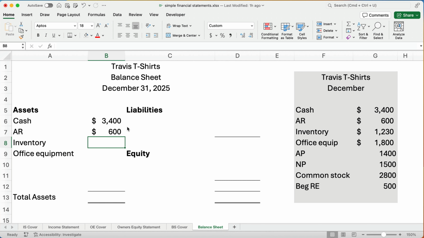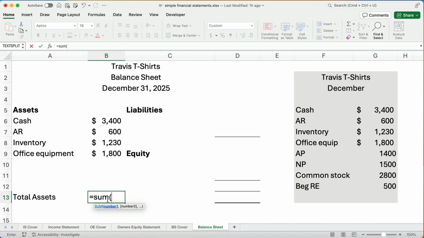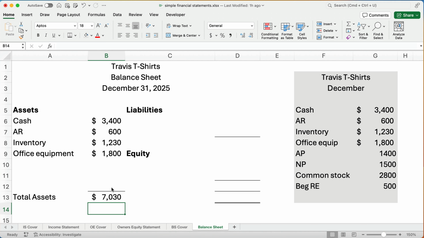That's $600. Our inventory that we're ready to sell is $1,230. And our office equipment is $1,800. That could be something like a desk, or a computer or something like that. All right, so our total assets, if we add this up, the sum of all these numbers, is $7,030. So our business, Travis T-shirts, has total assets of $7,030.